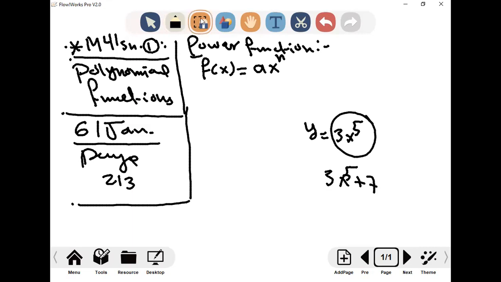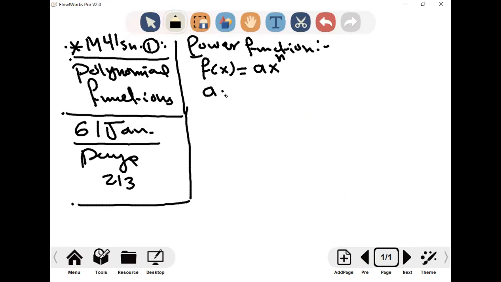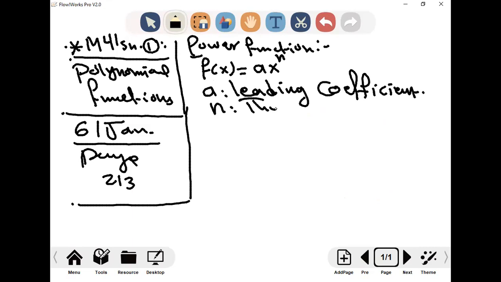But now the power function has 2 values here. It has a and what? N. A, we will call the leading coefficient, okay? N is the degree, okay? The degree of the power function.